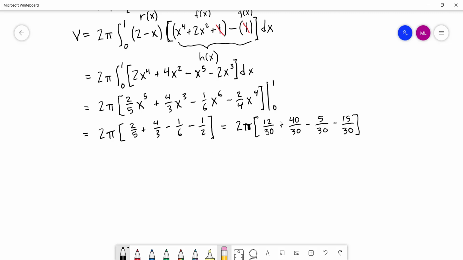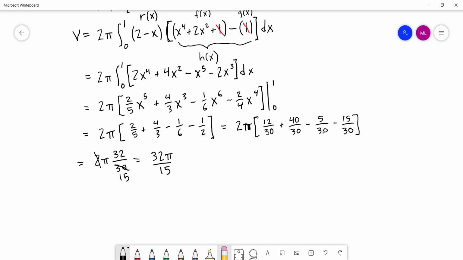Adding these two up, we get 52. From these, I'm going to subtract off 20 from that 52, and we will wind up with 32 over 30. So we've got 2 pi times 32 over 30, which we can obviously simplify a bit. Let me cancel this with this, and we will call it 32 pi over 15 as our final answer. And luckily, yep, it matches my notes. Didn't screw it up, hopefully.